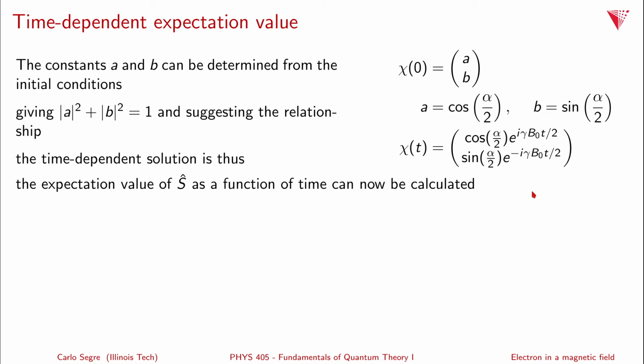The expectation value of the spin as a function of time, the spin operator as a function of time, can now be calculated by applying the spin operator to this state as a function of time. So we'll first start with the Sx component, because we have to do Sx, Sy, and Sz. So what is the expectation value of Sx? Well, that's chi dagger of t, Sx, chi of t. We know what chi is, we know what chi dagger is, because that's just the transpose.